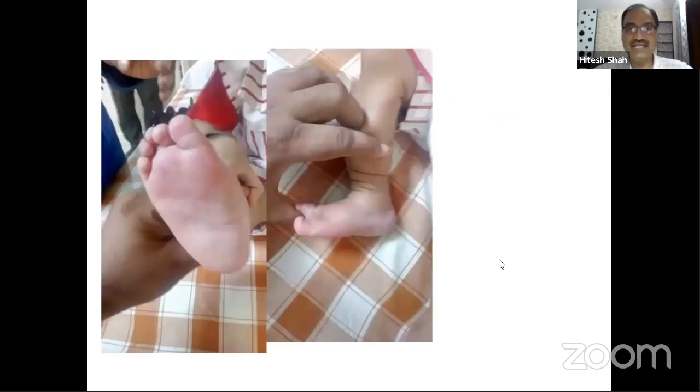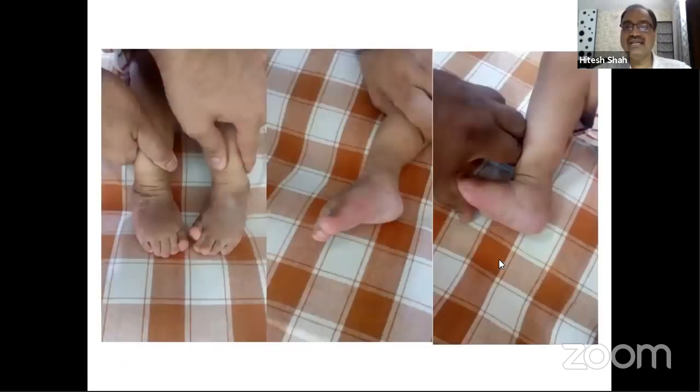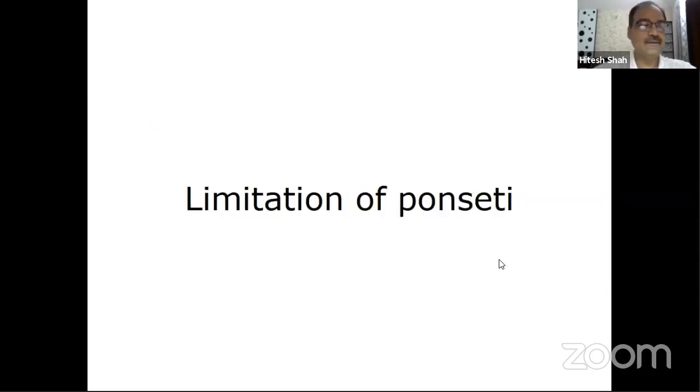This is the same child after the correction of the forefoot equinus, and it can be corrected with the abduction. And this is after tenotomy. You can see there is a good 15 to 20 degrees of dorsiflexion. It is maintained with the foot abduction orthosis.